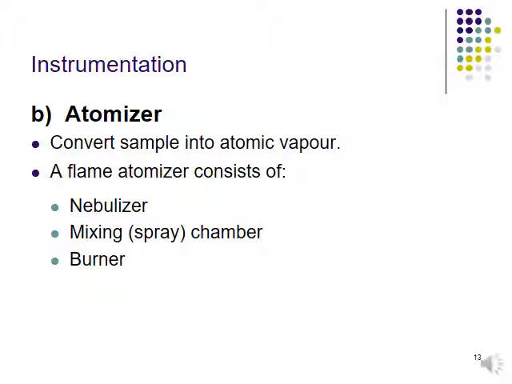So next we go to the atomizer. What is the function of the atomizer? The atomizer is to convert the sample into atomic vapor. Basically, we always have the liquid sample, and from this liquid sample, it will undergo the atomizer and become atoms, to produce the atomic vapor. And in this flame atomizer, it consists of a nebulizer, mixing chamber, and also a burner.